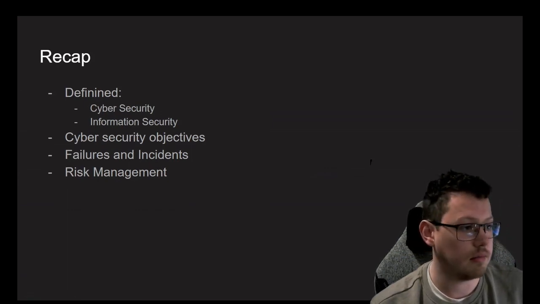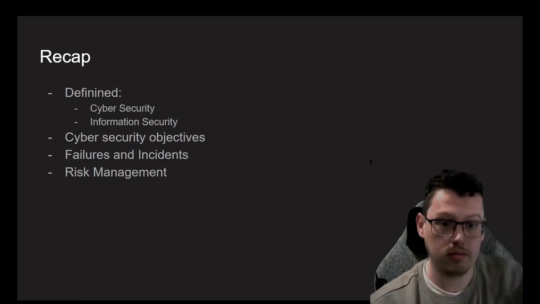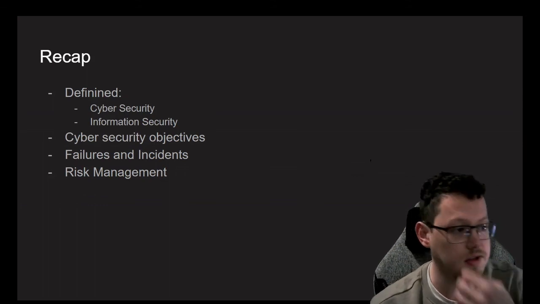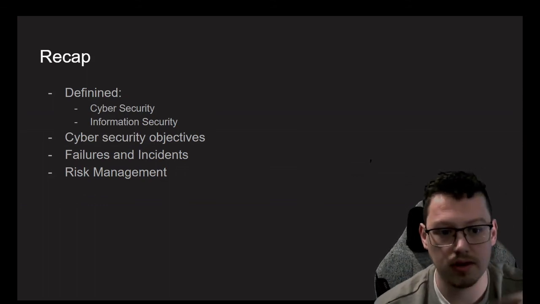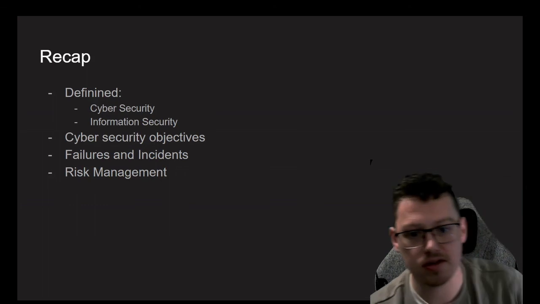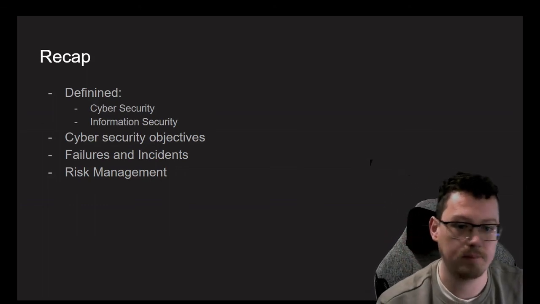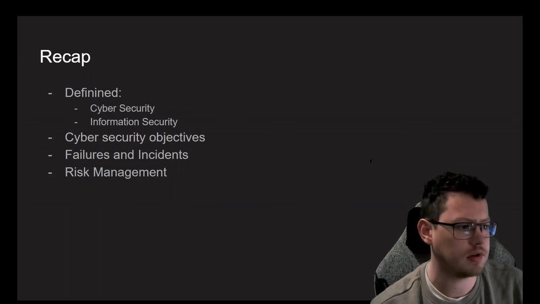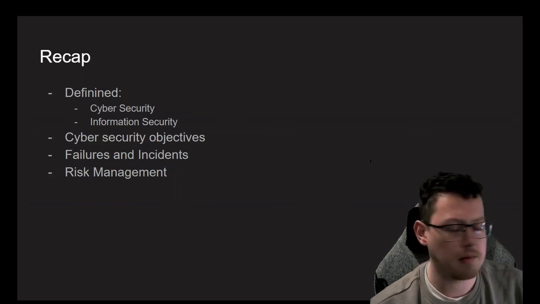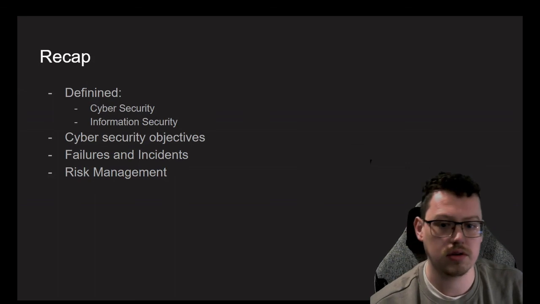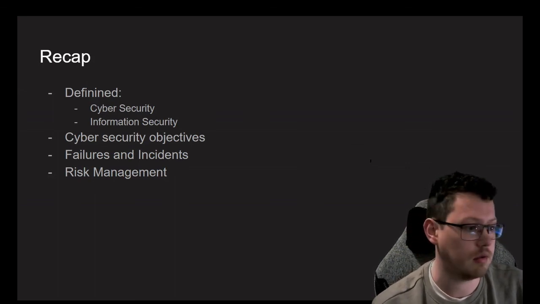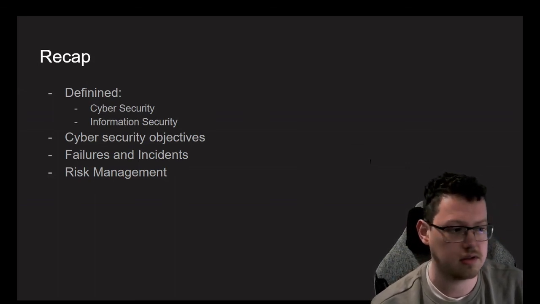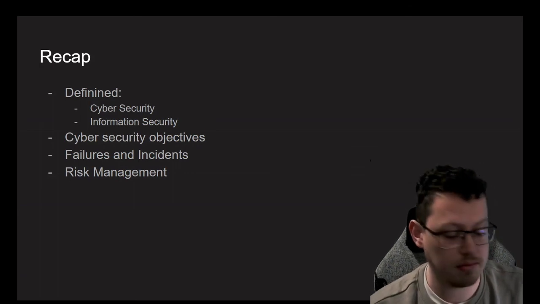As a recap, in this video we've defined cybersecurity and information security, and compared the two definitions. We've identified that cybersecurity is a subcategory of information security. We looked at the objectives through the CIA Triad and risk management. And then we looked at what we meant by security controls, failures in controls, and security incidents. And finally, we looked briefly at risk management, which is the topic we're going to return to in depth in another video.